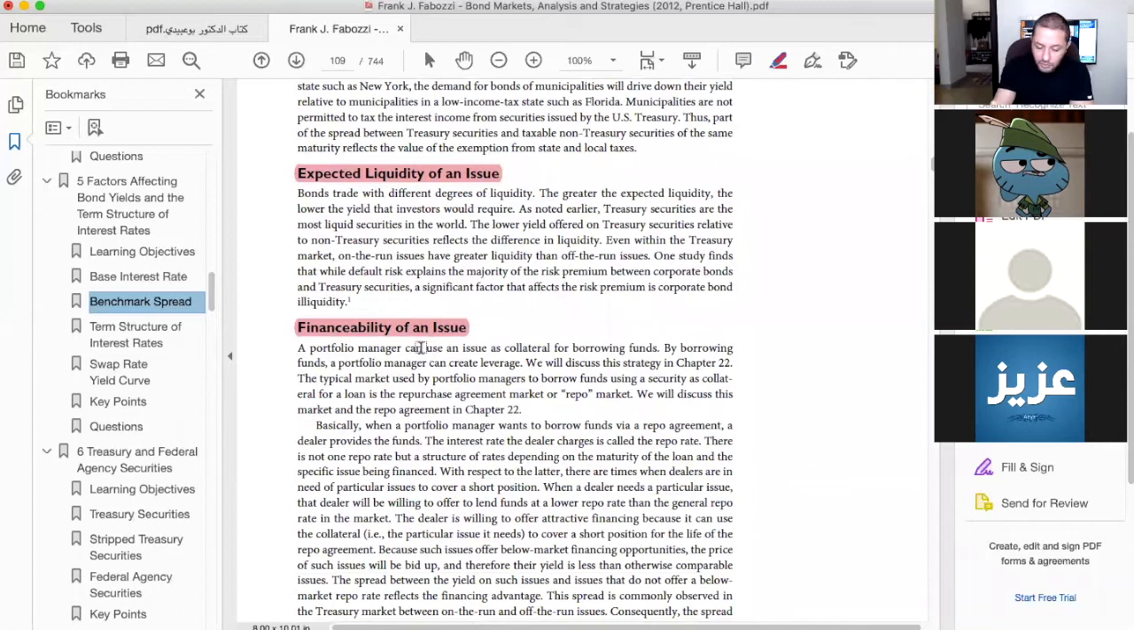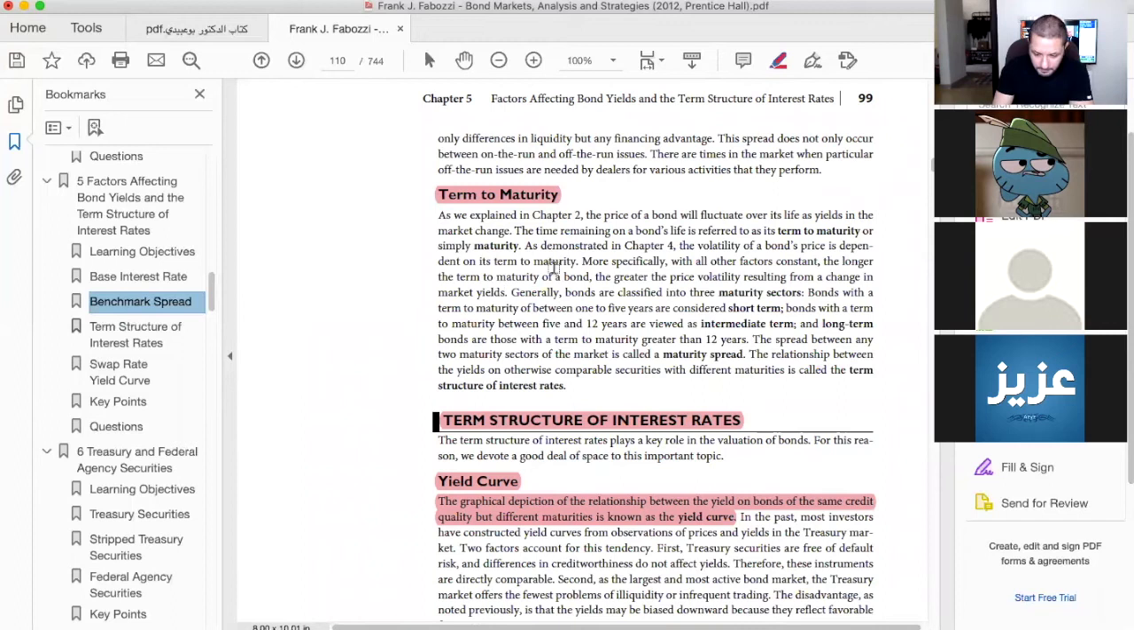The term to maturity. Generally, we consider that the shorter the bond maturity, the less is the risk, and vice versa. The longer the bond's maturity, the higher is the risk.